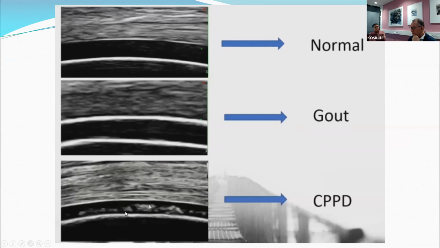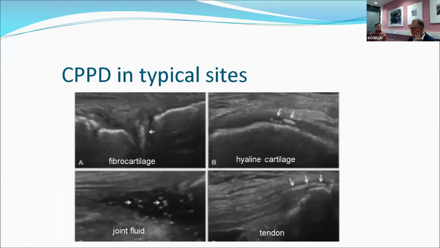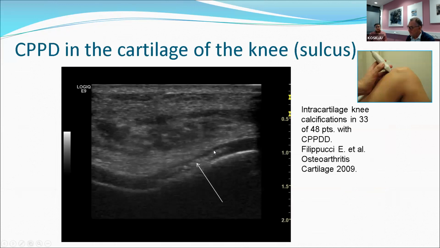And in CPPD, intra-cartilage calcification. This is a nice image showing how to differentiate these conditions. And now CPPD in typical sites, as I said, and we already saw in X-ray: fibrocartilage in the hand, hyaline cartilage, the joint fluid with these white spots, and tendon. And knee again.